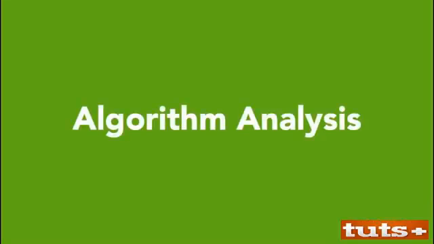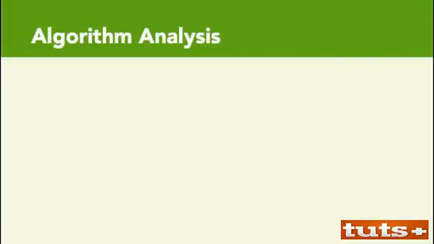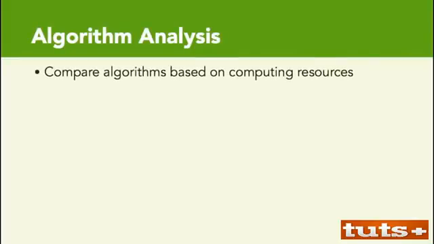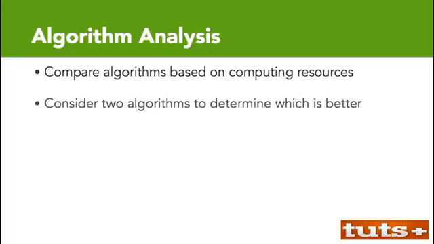In this section, we're going to talk about algorithm analysis. Algorithm analysis is concerned with comparing algorithms based upon the amount of computing resources that each algorithm uses. We want to be able to consider two algorithms and say that one is better than the other because it is more efficient in its use of those resources, or perhaps because it simply uses fewer resources.